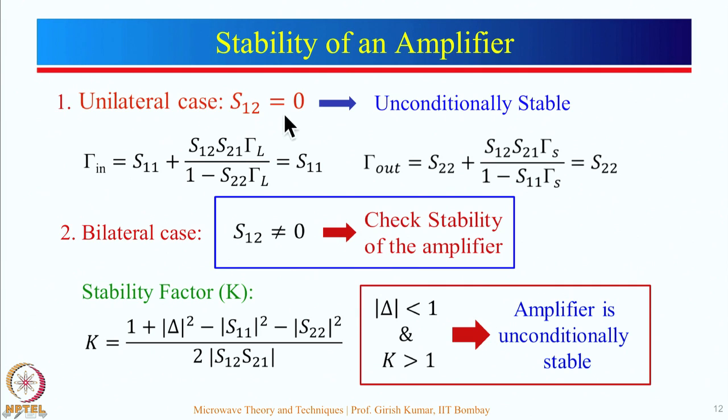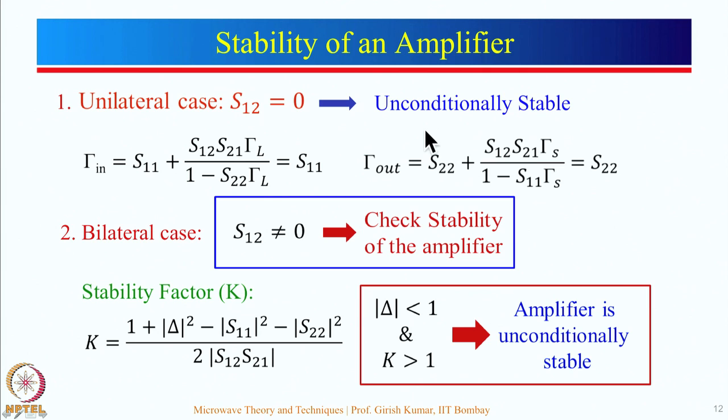Now, in this situation S12 is equal to 0, that is how unilateral is defined, that signal is only going in one direction, there is no signal going in the opposite direction, that means S12 is equal to 0. And if there is no feedback going to the input side, this particular thing will remain always stable, that means it is unconditionally stable. And in this particular case now gamma in will be equal to S11, you can just substitute S12 equal to 0, and gamma out will be equal to S22. So, it will always remain stable if it is a unilateral case.